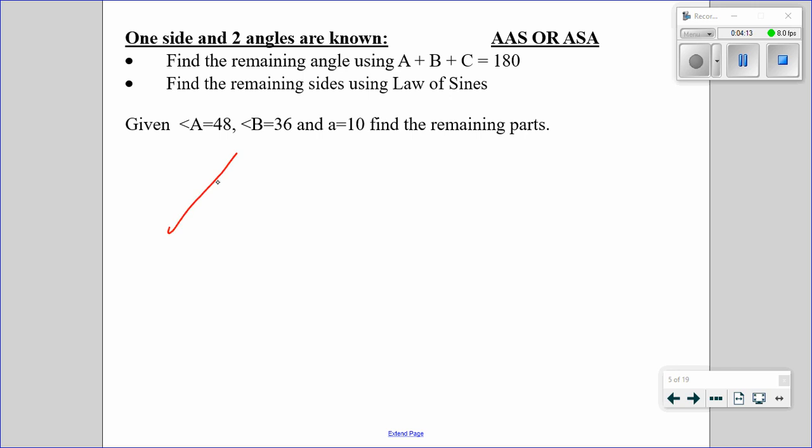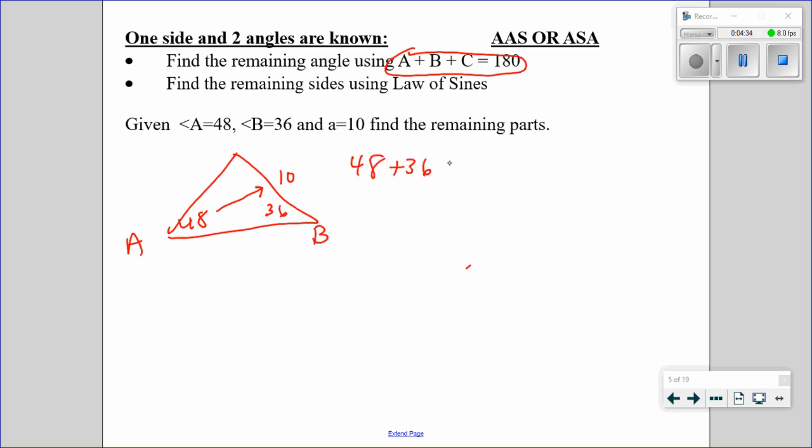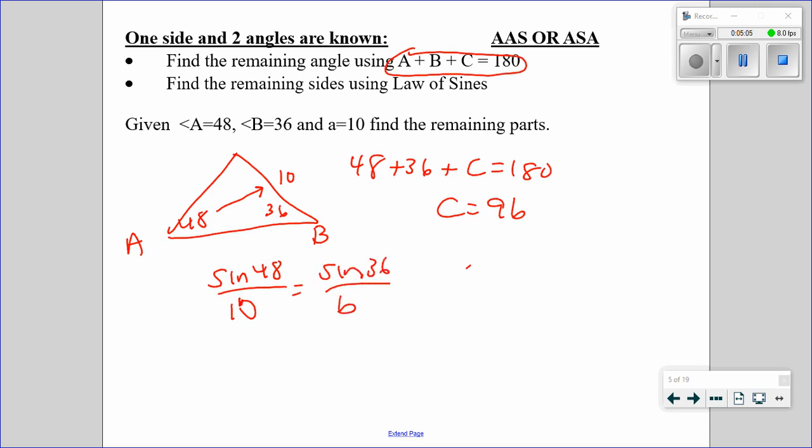So I'm going to draw a triangle. Angle A is 48, B is 36, and little a, remember, opposite big A, is 10. The first step that we're always going to do is find the last angle. So 48 plus 36 plus C is 180. You do want your calculators for this, and make sure you're in degree mode. If I subtract those from 180, I get angle C to be 96 degrees. Now I'm going to do sine of 48 over 10 is sine of 36 over little b, and then sine of 96 over little c.